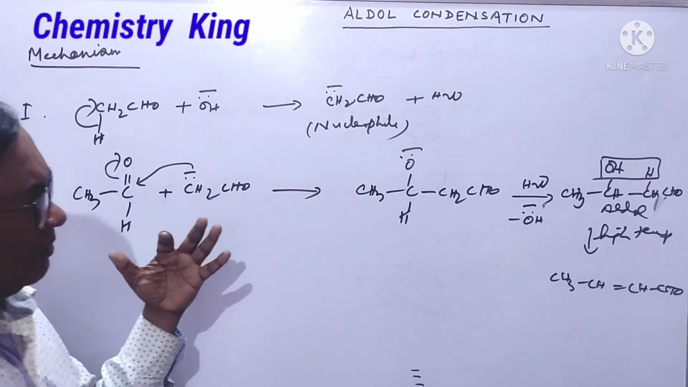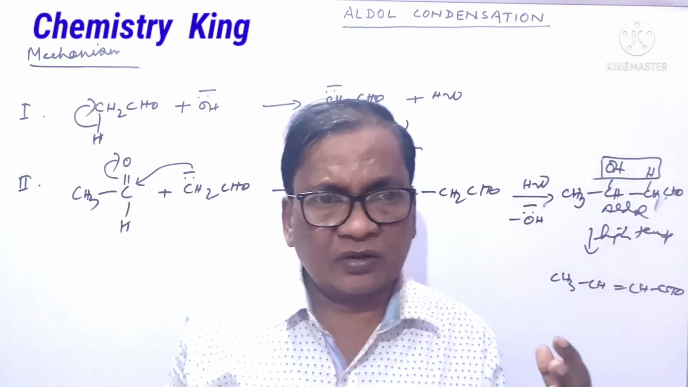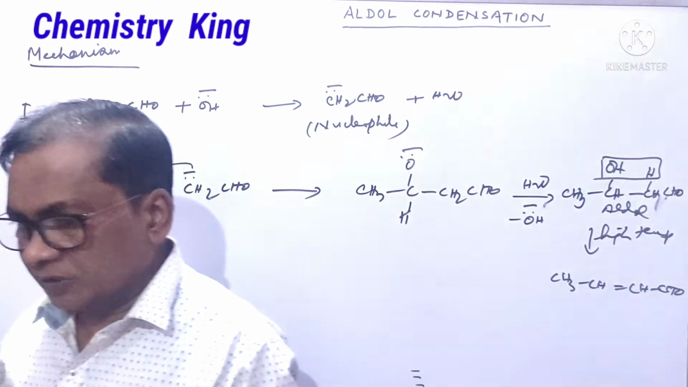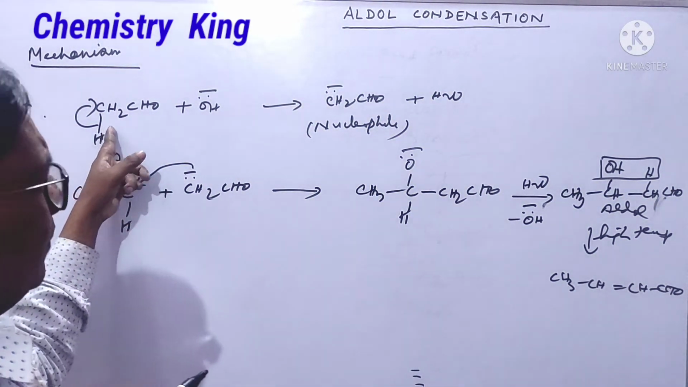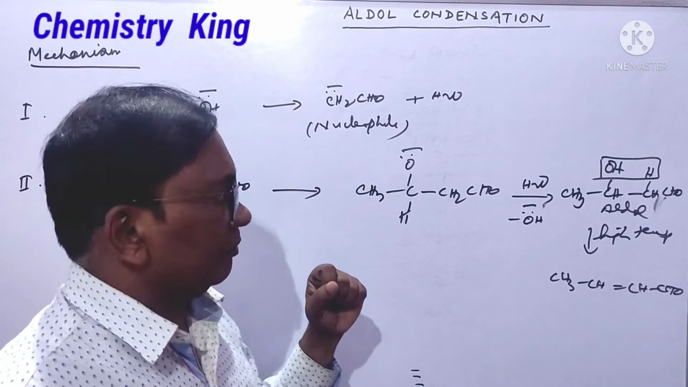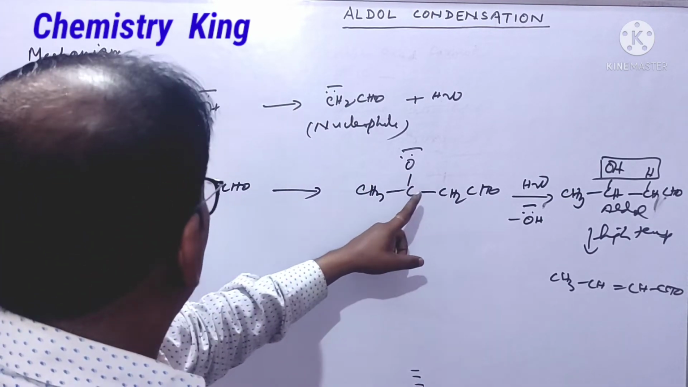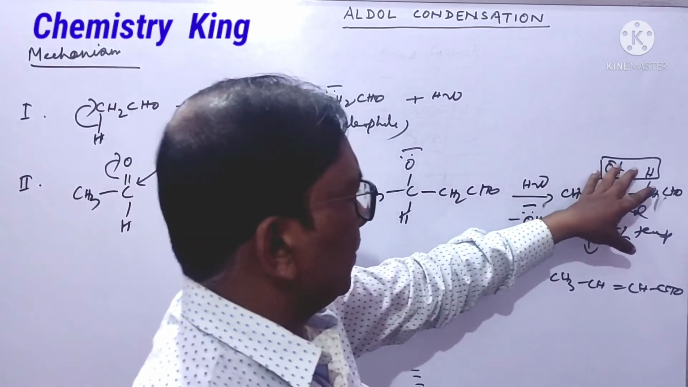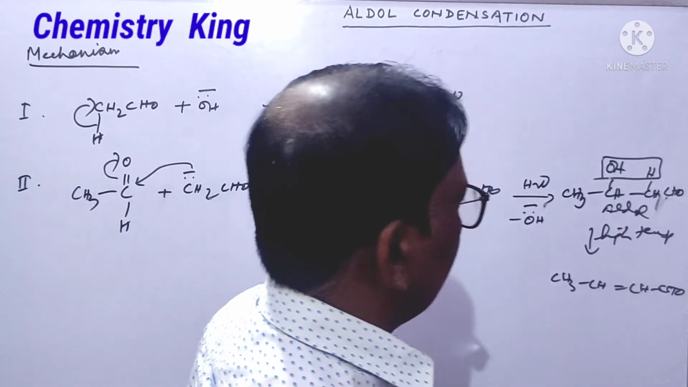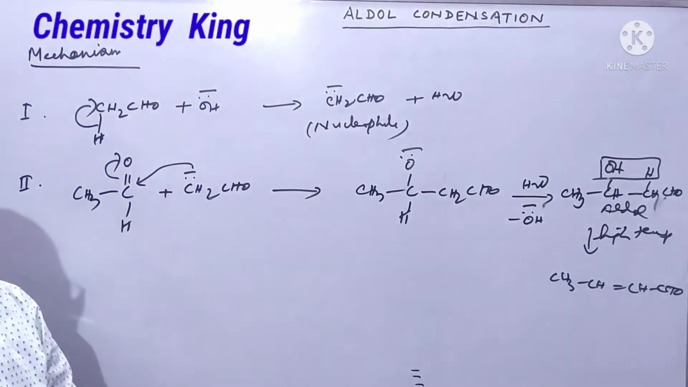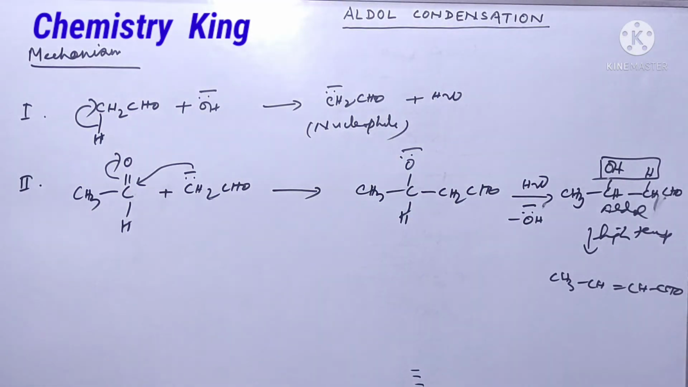And similar mechanism can be shown in the case of acetone or ketone. Friend, if one alpha hydrogen is there, aldol condensation will take place, and if two alpha hydrogen are there, the condensation alpha beta unsaturated aldehyde may form. Okay, so the condition of aldol condensation is one alpha hydrogen must be there.